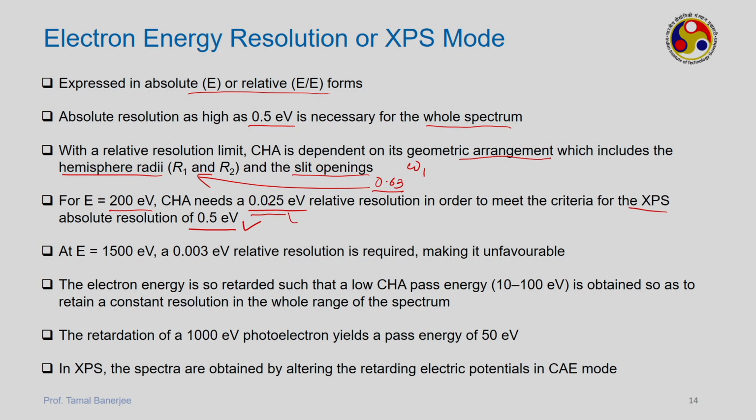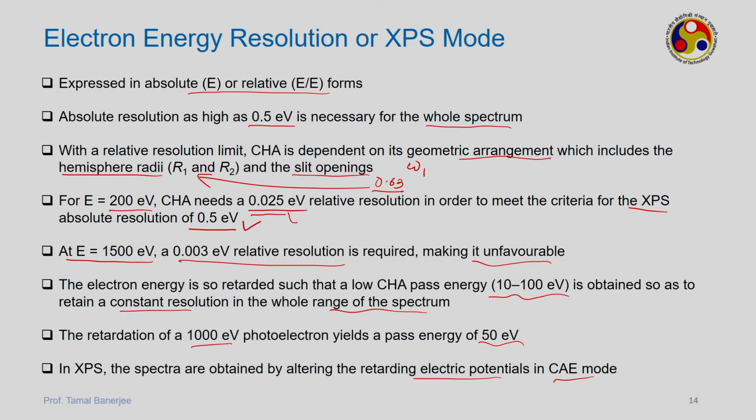This is in the instrument itself, in the system itself. But for a higher energy, this much relative resolution is required, 0.003, one order of magnitude lesser, making it unfeasible. So, the pass energy is made in such a manner, it is retarded such that a low CHA pass energy, the entire range of 10 to 100 electron volt, is obtained, so as to retain a constant resolution in the whole range of the spectrum. The retardation of a 1000 electron volt photoelectron yields a pass energy of 50 electron volt. So, in XPS the spectra are obtained, obviously, with the retarding electric potential in CAE mode.